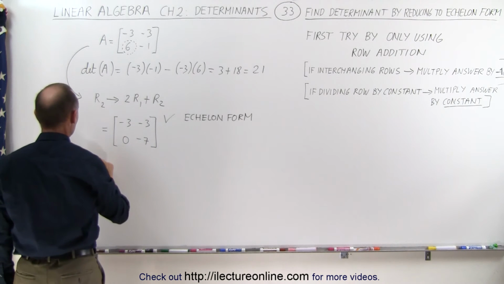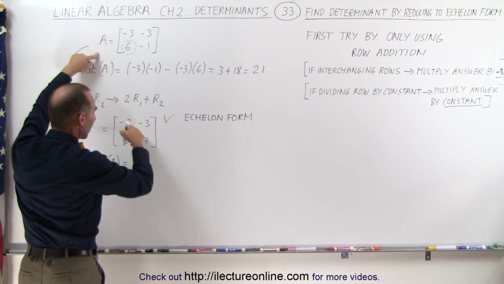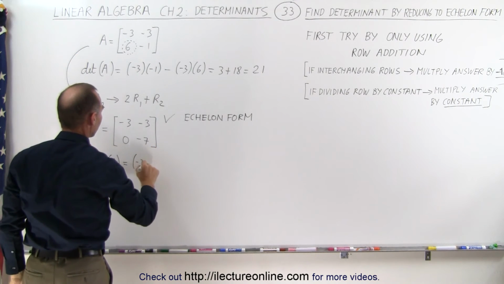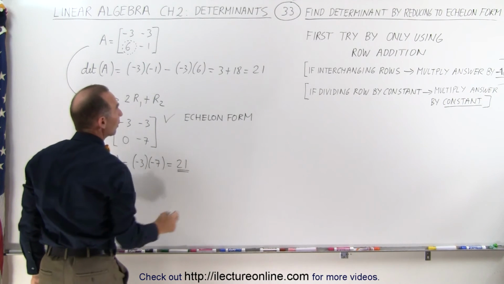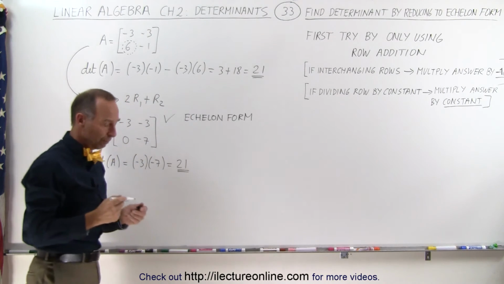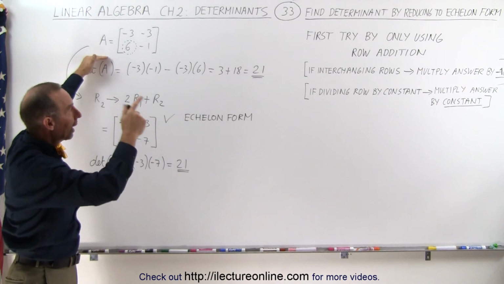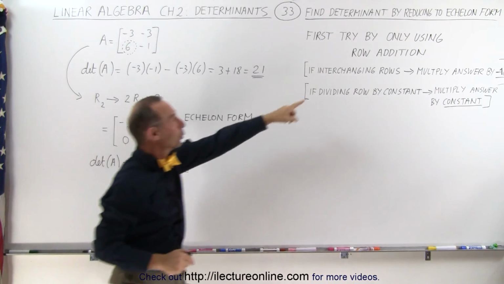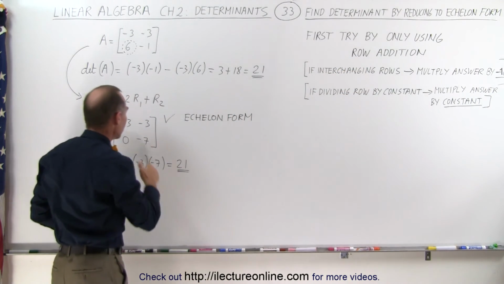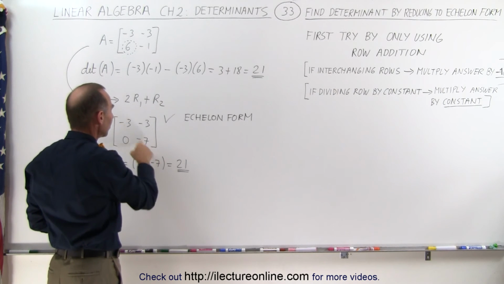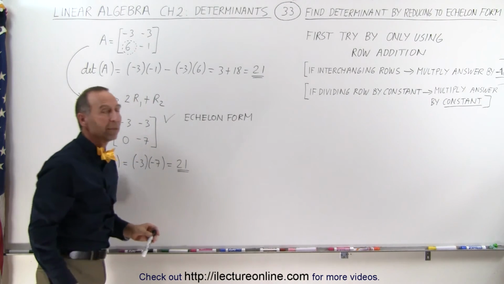Then we can say that the determinant of that original matrix A is equal to the product of the diagonals. In this case, that's equal to minus 3 times minus 7, which indeed is 21. Notice we get the exact same result as we had before. Therefore, if you take a matrix and reduce it to echelon form only using the row addition step, and you don't use the other two steps, you end up with a diagonal, and if you multiply those elements in the diagonal together, you will get the determinant of the matrix, just like we did with the other methods.